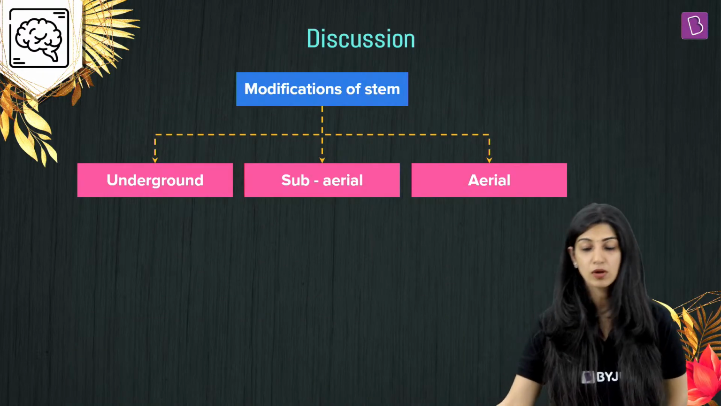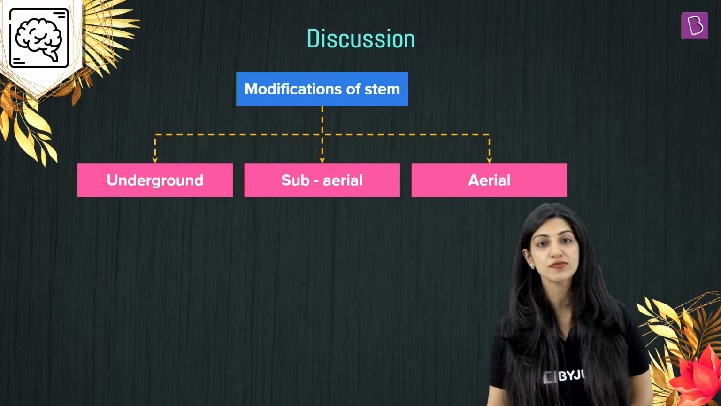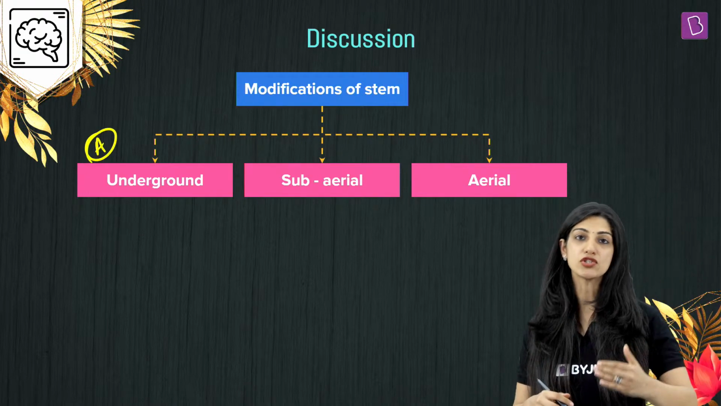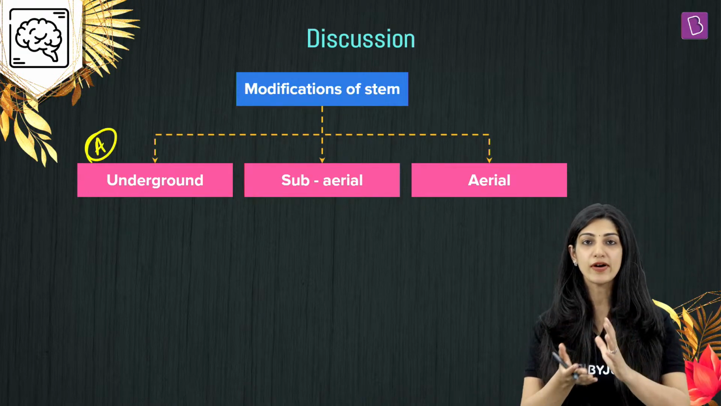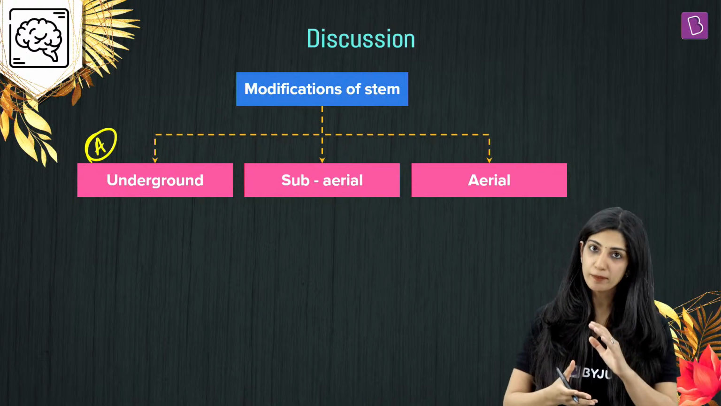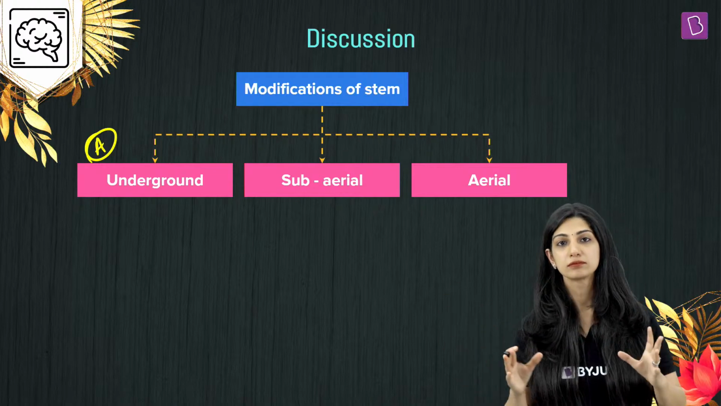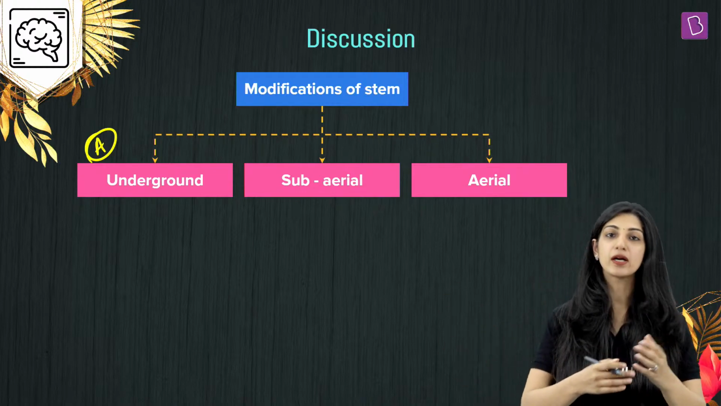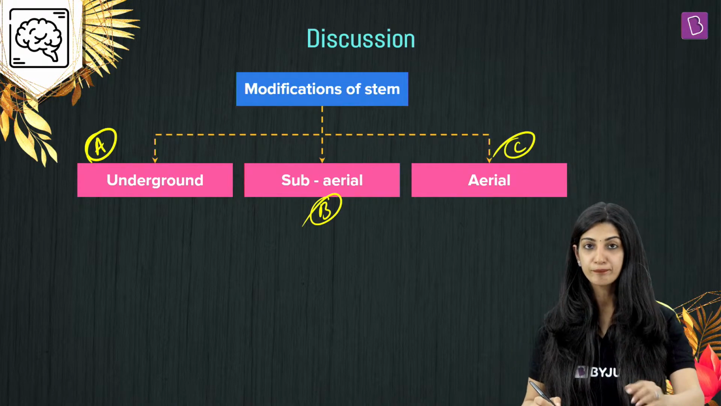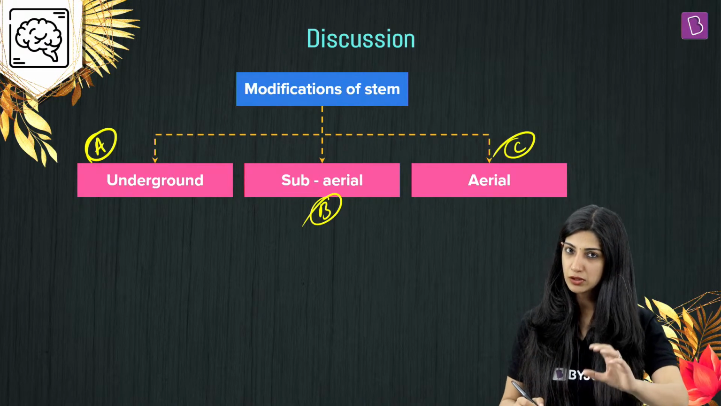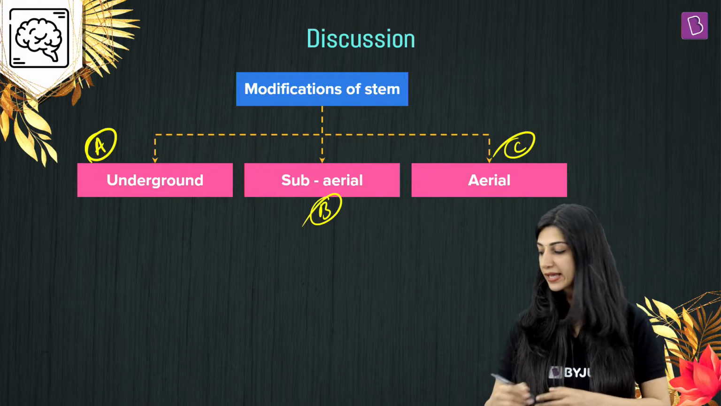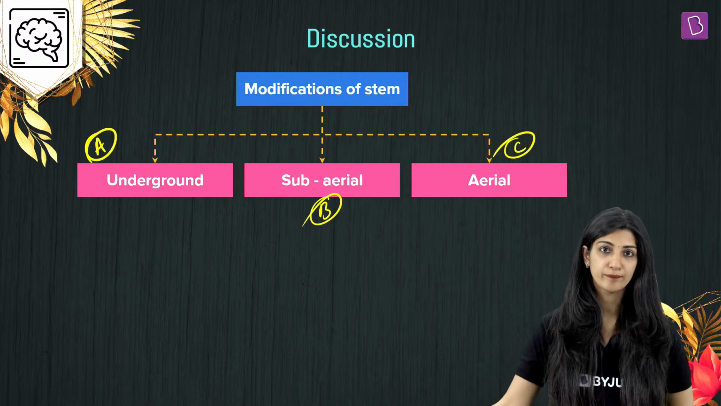Now, let's revise the modifications of stem. The first kind of modification of stem is below the ground. I'll tell you how to revise the modification. Below the ground, above the ground, and both. So underground, subaerial, aerial. In subaerial, some part is below and some part is above the ground, and aerial is absolutely in the air.